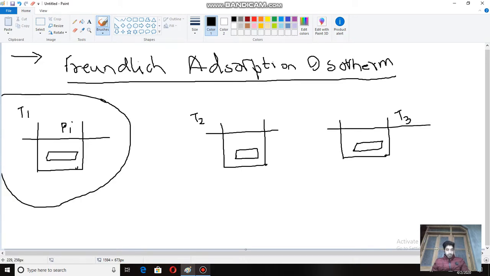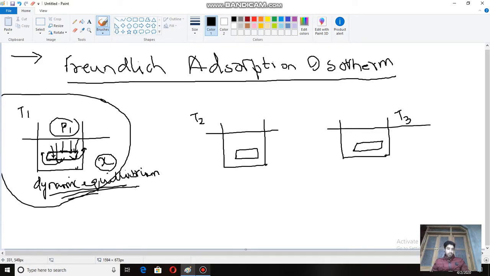At this pressure P1, some molecules will adsorb and some will try to desorb. After some time there will be a state of dynamic equilibrium. I hope you remember that. And now let's denote x. x is the amount of substance which is adsorbed on this surface at this equilibrium.